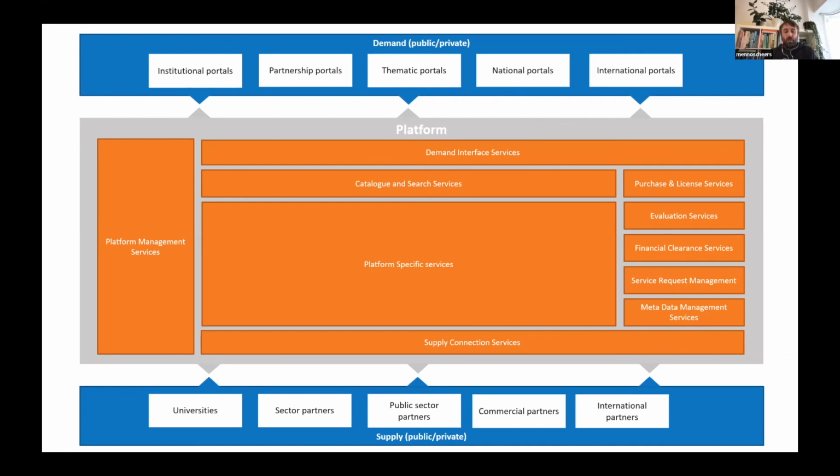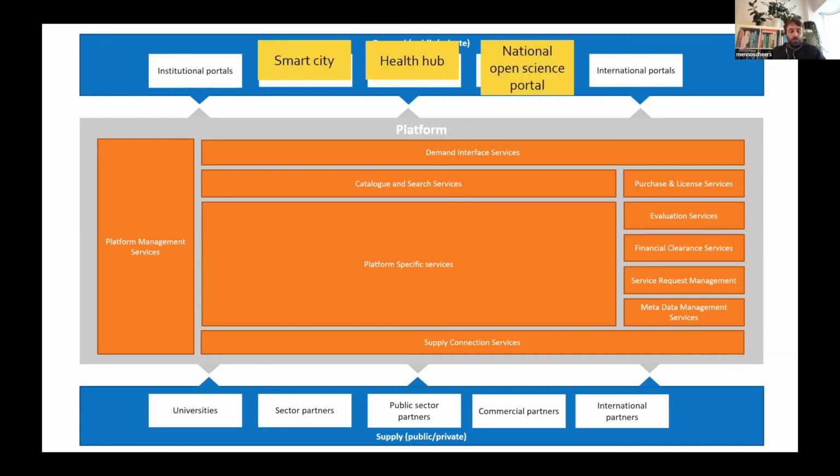The basic idea of HOSA is that you can start marketplaces on all kinds of levels, but that the underlying structure doesn't change. So if you go to the next one, smart cities, for example, for exchanging data between companies and universities, might use the same underlying structure as a national open science portal, or as a national medical research data exchange portal. So the underlying structure can be the same.